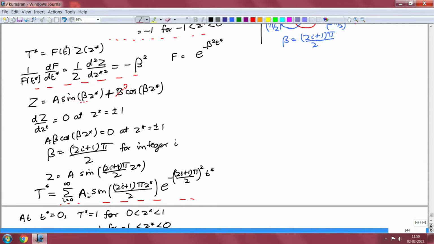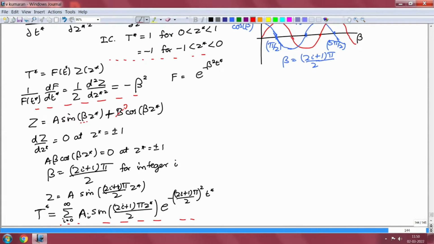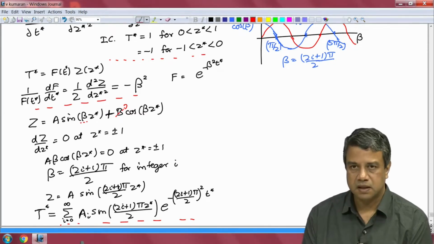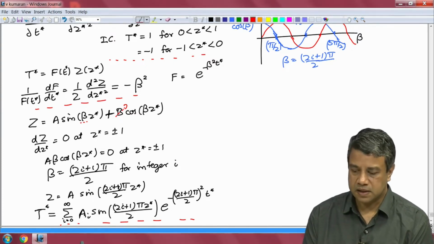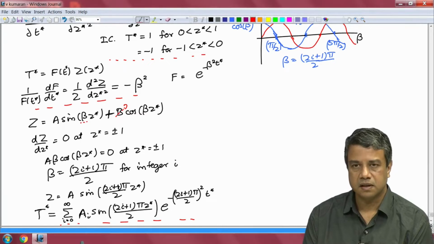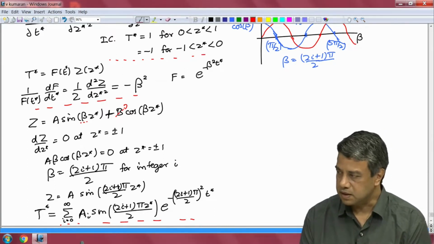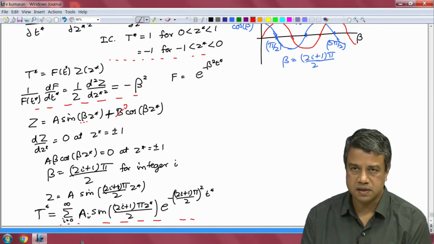The solution procedure was the same as what we had earlier. Express the temperature as a function of t times a function of z, substitute it in the equation, and divide by f times z. Then the left side is only a function of time, the right side is only a function of z, and therefore, both of them have to be equal to constants. That constant has to be negative, so that the transient part of the temperature, which in this case is equal to T star, because the steady part is 0.